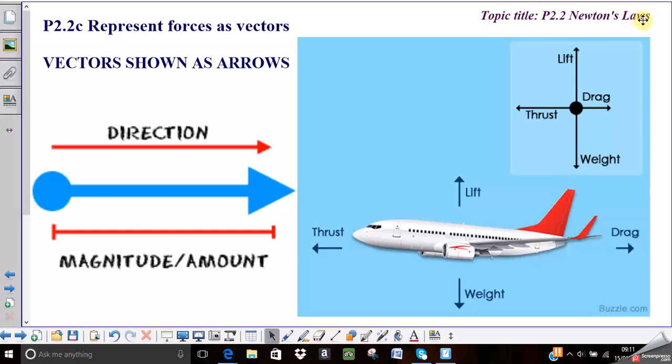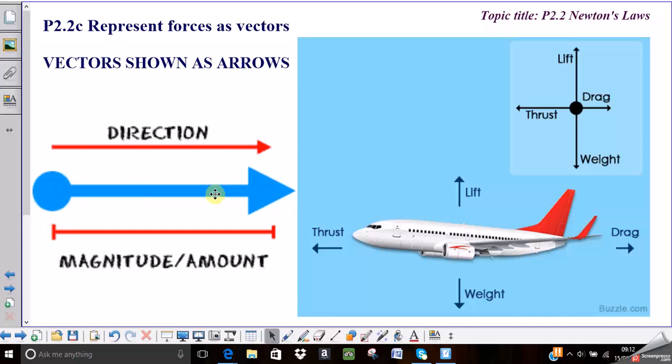Newton's laws of physics represent forces as vectors. Now these vectors, these forces, we're going to be showing them as arrows, because an arrow has a point where it starts, an origin, has a direction, and has a certain length. Now the point of origin will show where the force is starting at.